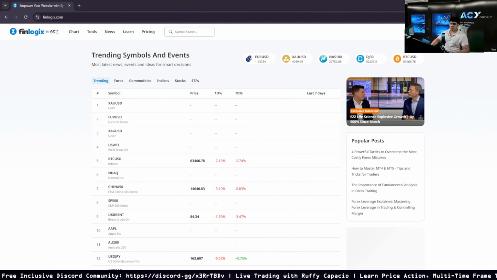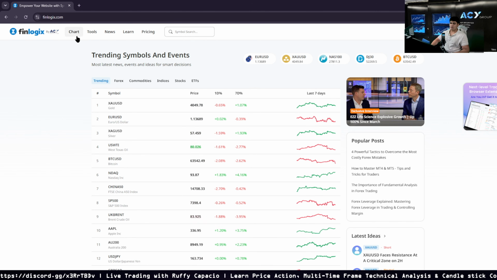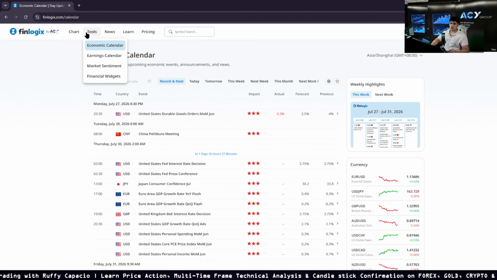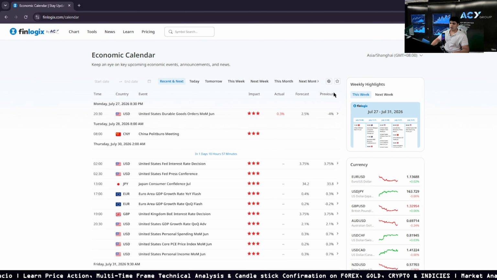The first thing we're going to do is see whether there could be any high volatility or high impact news that could potentially affect the market. As always, you can go to FinLogix to see it on your own. Go to the economic calendar, turn off low and medium, and focus only on the high impact news.